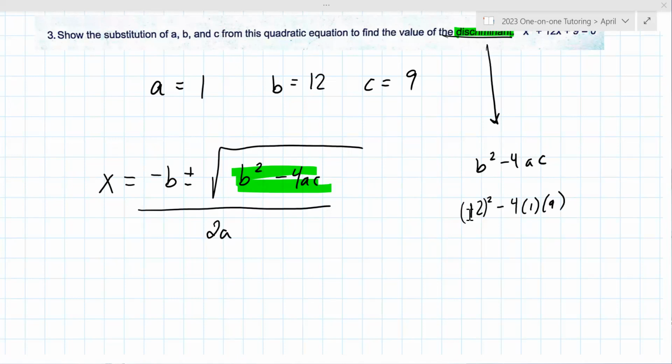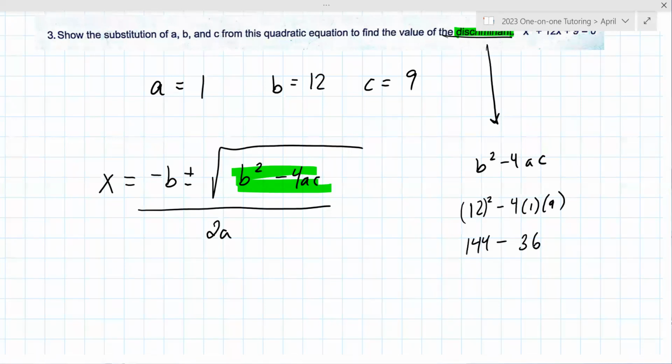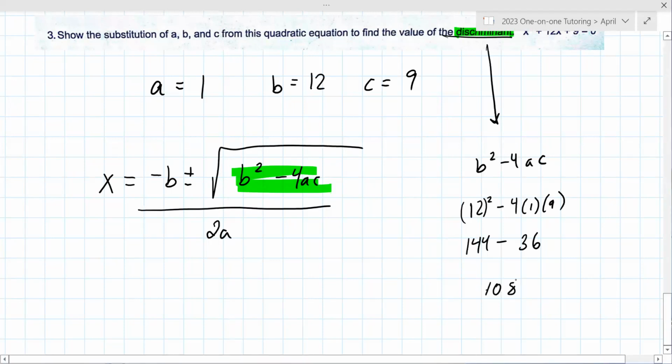So 12 squared is 144. Yeah, 144. Okay, and then minus 36. That would be 108. Good. And that is the discriminant. So the discriminant is sometimes referred to as big D, uppercase D.